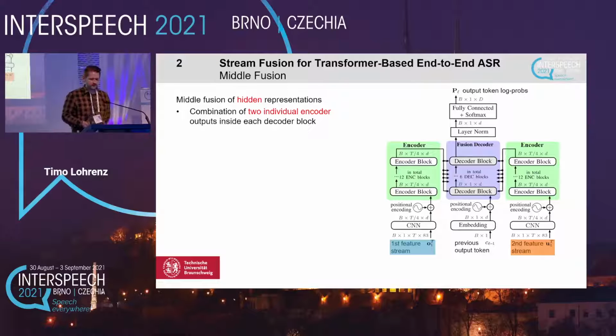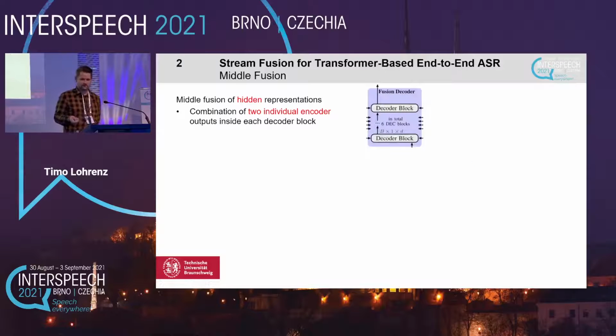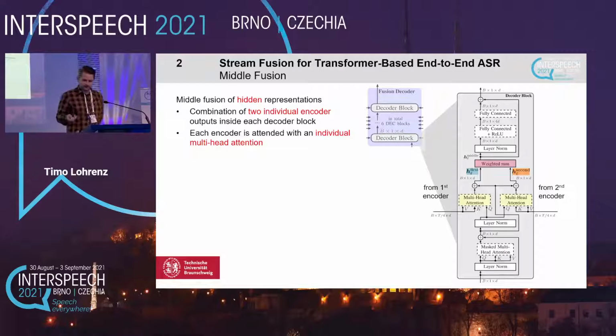Then what we propose is actual middle fusion, where we use two completely separate encoders for each of the feature streams here. And as you can see here, the encoder outputs are then the input to each of these decoder blocks here. So let's have a look into these decoder blocks. There we can see that each of the encoders, the one comes from the left here, the other comes from the right, has its own multi-head attention function, which is used to attend to the encoder outputs.